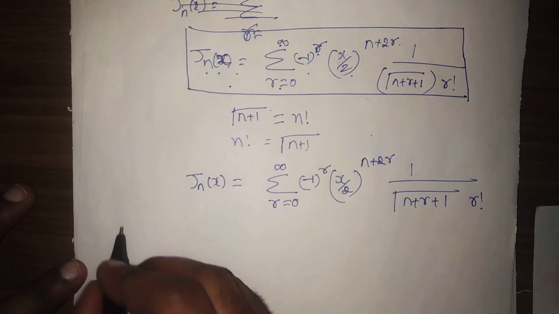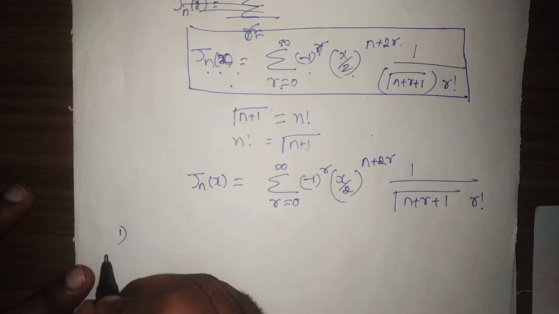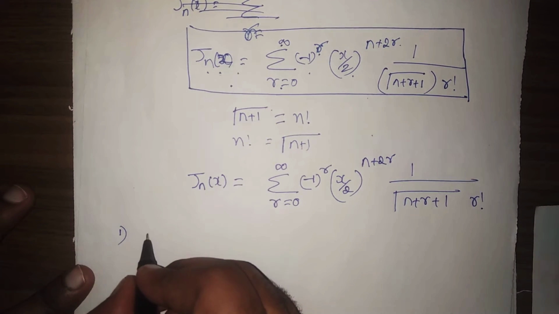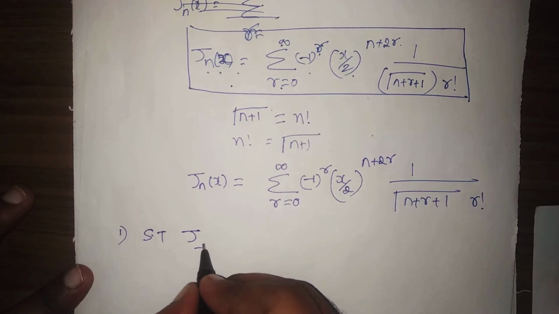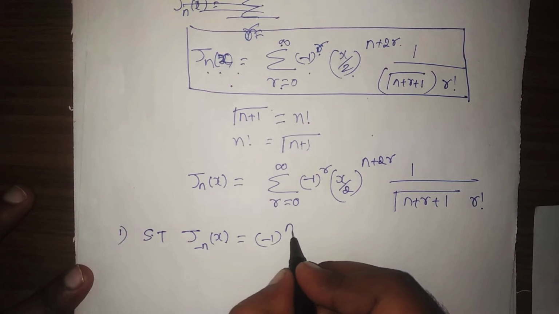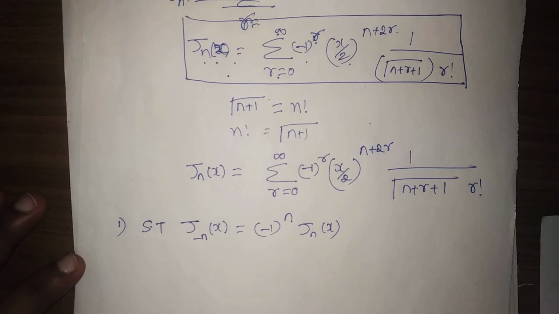Now let us discuss some properties related to Jn of x. The first one is we have to prove that J of minus n of x is equal to minus 1 to the power of n into Jn of x. So we have to show this.